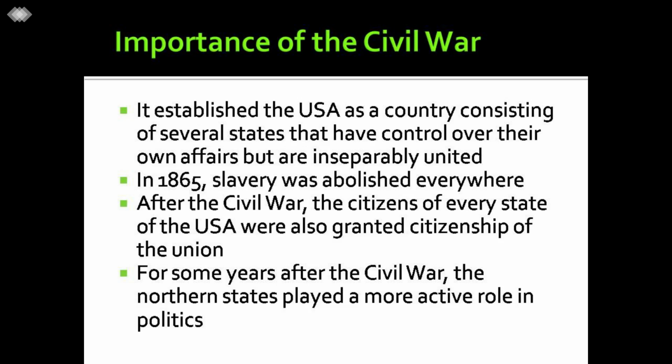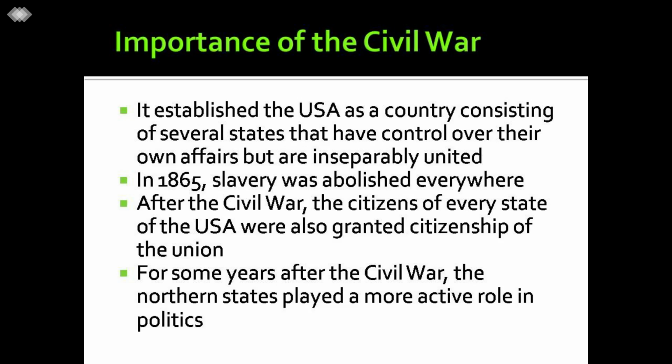In 1865, slavery was abolished everywhere in the USA. Later, freed slaves were granted citizenship. After the Civil War, the citizens of every state of the USA were also granted citizenship of the Union. All citizens were given the same rights ensuring life, liberty, and property. This held the promise of equality for all citizens.